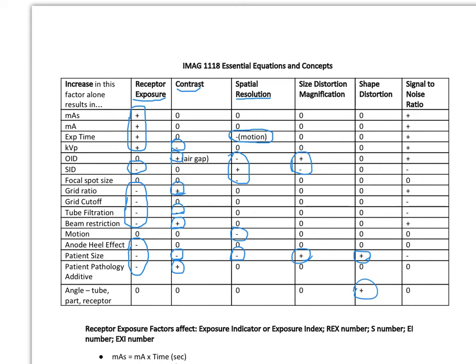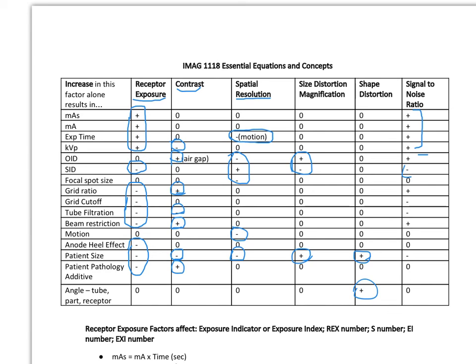Signal to noise ratio is going to increase whenever we increase the signal or decrease the noise by taking away scatter. And so when we increase mAs and kVp and the factors we mentioned that increase the signal, that would increase signal to noise ratio. OID removes some scatter, and so that's going to increase the signal to noise ratio. As we go up in SID, the signal decreases, and so that would decrease signal to noise ratio. And grid ratio takes away scatter, and that would increase then the signal to noise ratio by taking away scatter.